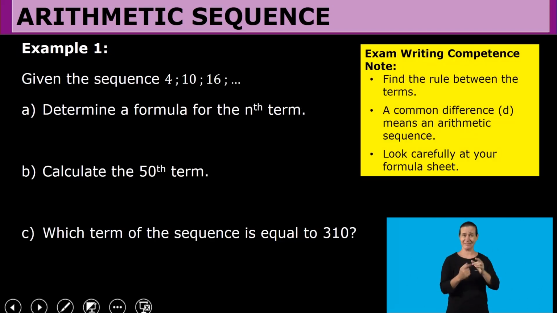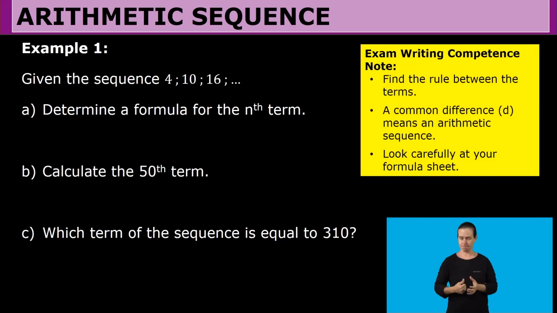The first example says, given the sequence 4, 10, and 16, we are going to answer these questions. But now remember, the first thing we need to do is to find the rule between the terms. That is, we need to find what is happening between the terms. How do we move from the first term to the second term? Now, when we are looking at this sequence, we can see that from 4 to 10, we did add a 6. And of course, we can simplify that by saying our T2 minus our T1.